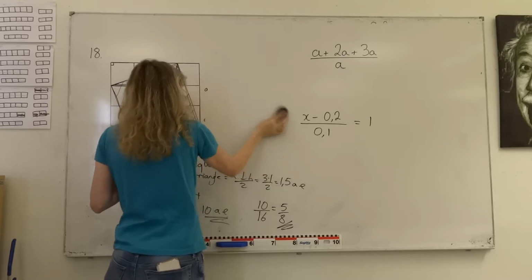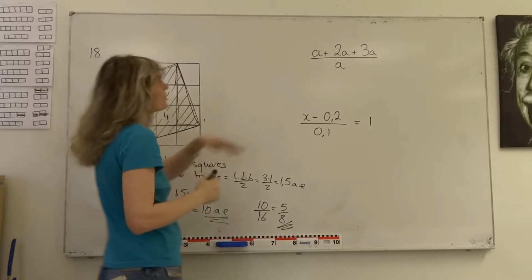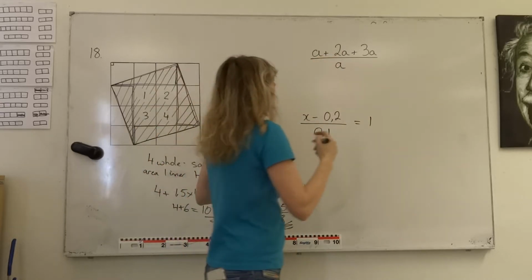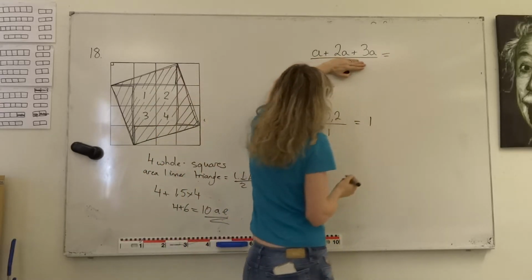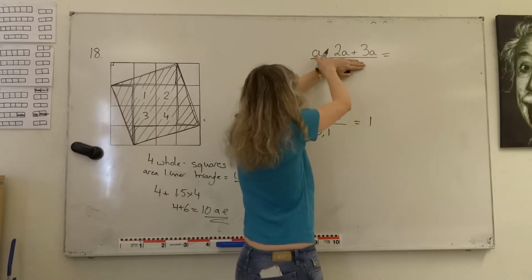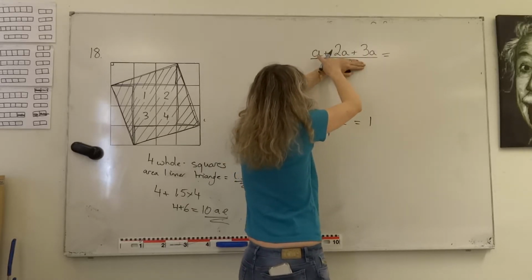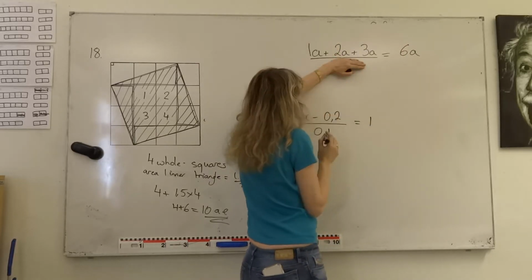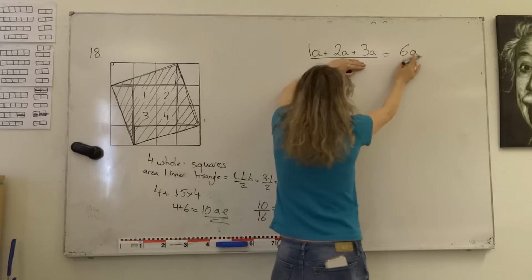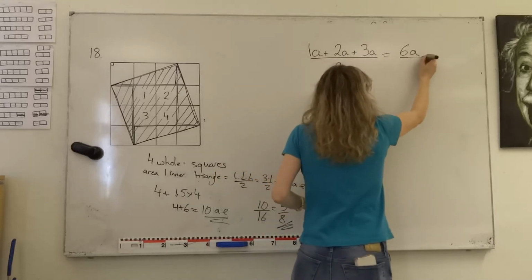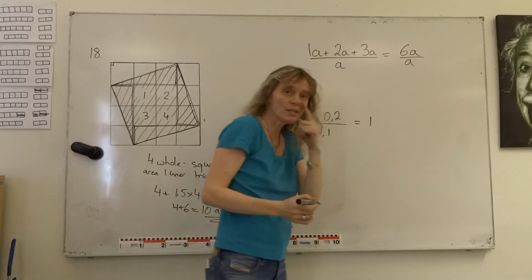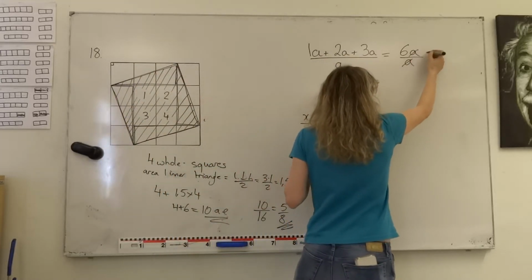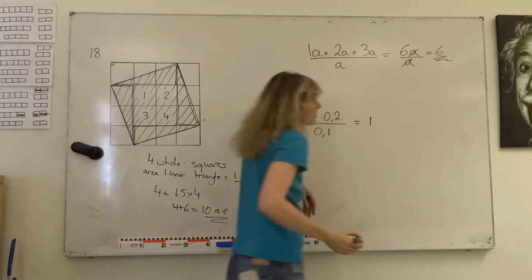And here we have a plus 2a plus 3a. All of these top terms are in terms of a, so we have to add them first. We can't cancel anything down here. A plus 2a plus 3a would be the same as 6 lots of a. A is the same as 1 lot of a, so 1 plus 2 plus 3 is 6 lots of a, all divided by a. Once we've added all our top terms, we can cancel a with itself, giving us the final answer, 6.